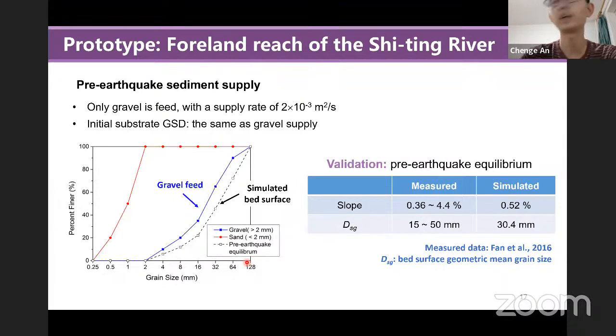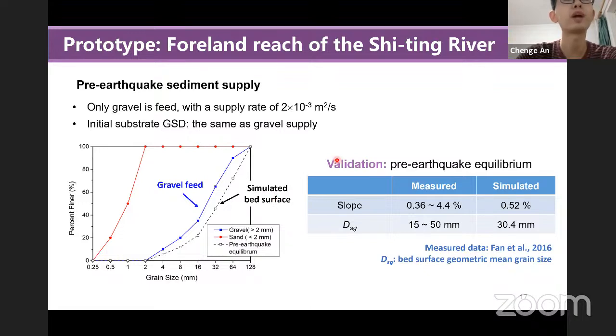And for the sediment supply before the earthquake, we consider only gravel supply, as reported by Fan et al. in 2016. And for the initial substrate, we apply the same grain size distribution as the gravel supply. And in this figure, the blue line shows the grain size distribution of the gravel bed.